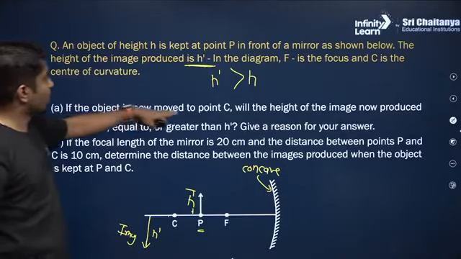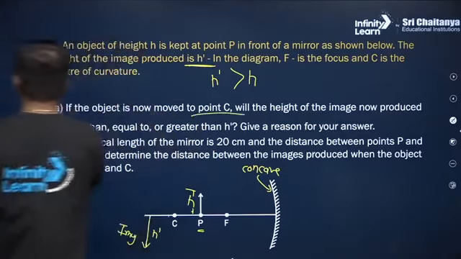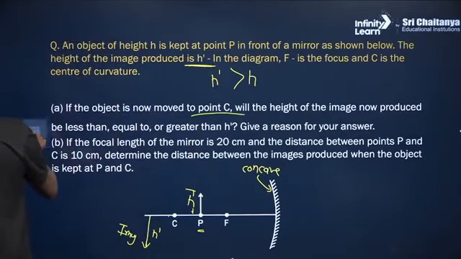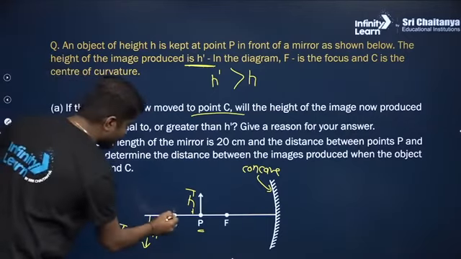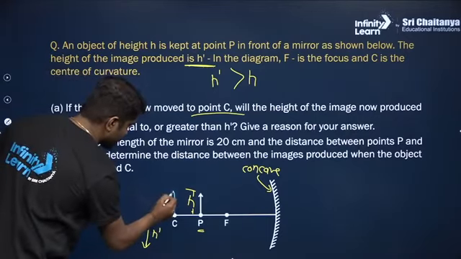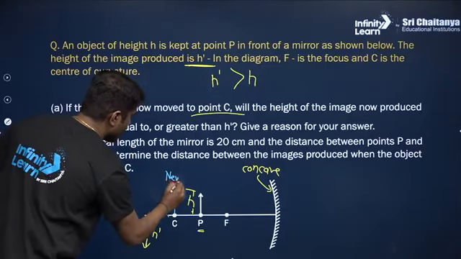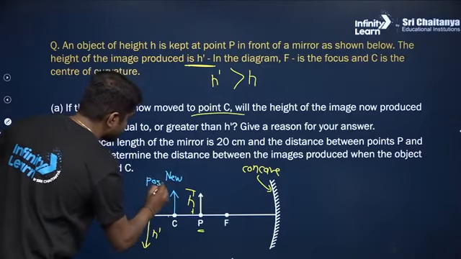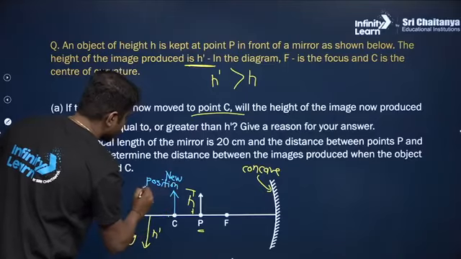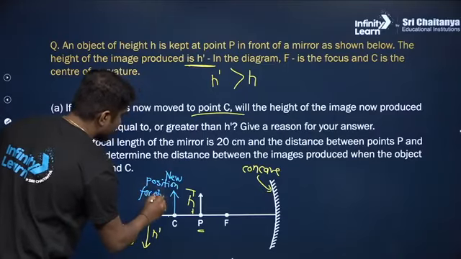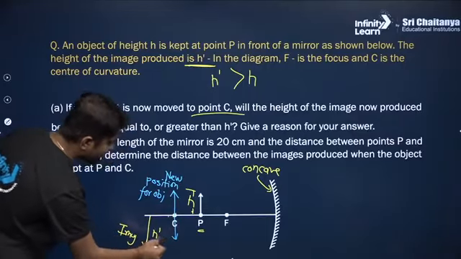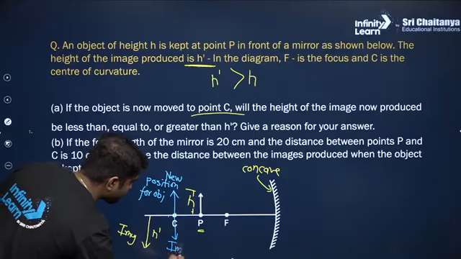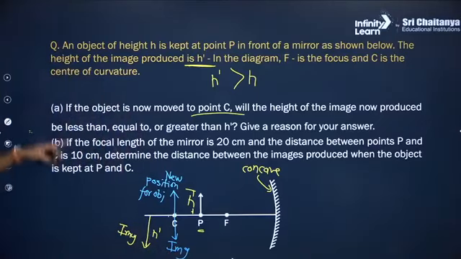So now, if the object is moved to point C, I'll use a different color. Let's suppose the object is moved to the center of curvature. There is the new position for the object. If you place the object at the center of curvature, the image will also form at the center of curvature. There is an image. So what is the question?